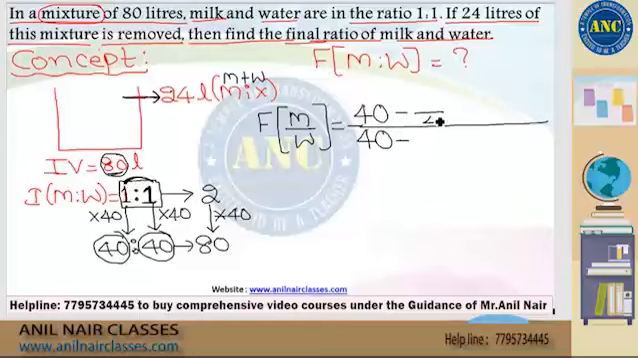Suppose there is some initial volume. Let it be whatever it is. It need not be 80. You take any value whatever you like. There is some initial volume and initial ratio of milk and water is 1:1 in this example. If initial ratio of milk and water is 1:1, the mixture which is taken outside will also be taken outside in the same ratio of 1:1, and when that mixture is taken outside with the same ratio of 1:1, the final ratio also will be 1:1.